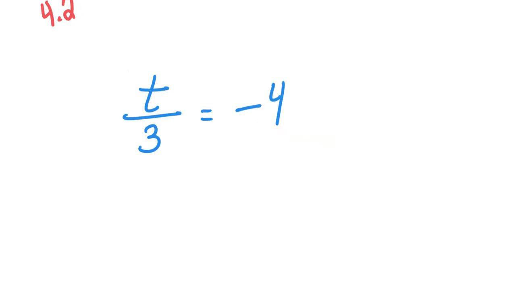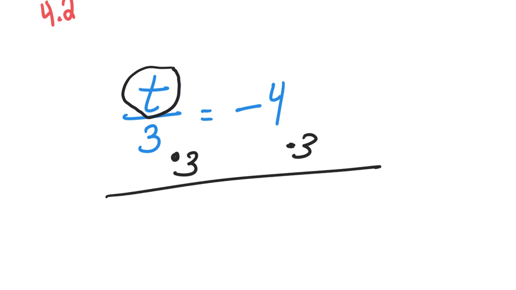All right, this one we have T divided by 3 equals negative 4. So I am going to circle my variable, which is T. What's happening to T? It's being divided by 3. Opposite of divide by 3 is multiply this by 3, multiply this side by 3. When I do that, it gets me T equals negative 12.